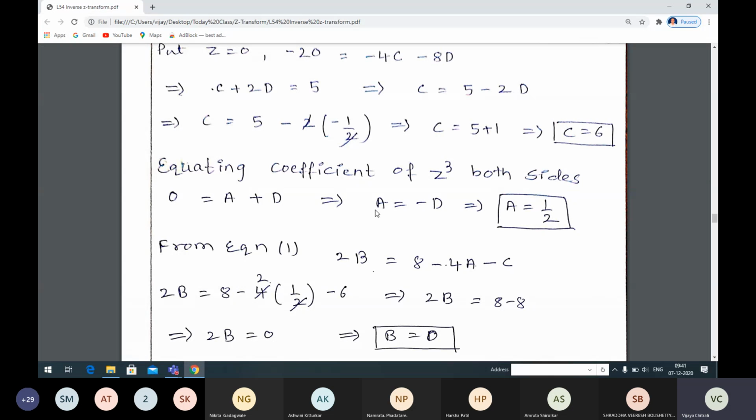So we know what a is. We know what d is. d is minus 1 by 2. This minus 1 by 2, minus into minus is plus. a is equal to 1 by 2.